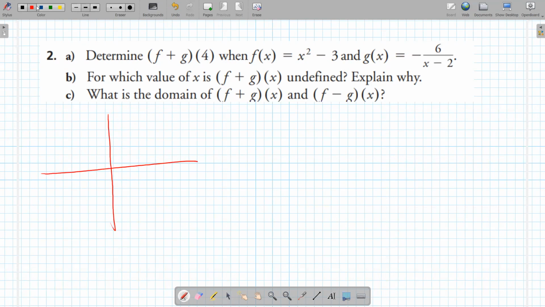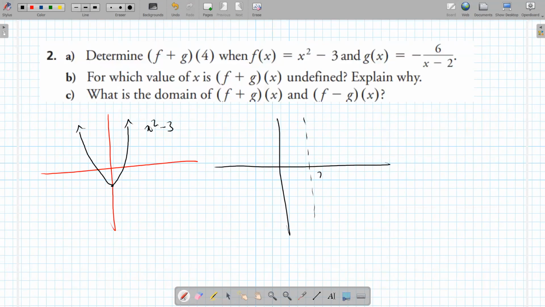x squared minus 3 looks something like this. And the other curve is going to look like this. When x is 0, it's 3. So this is g of x, this is f of x. What's the domain of f of x? It's a polynomial function, it's a quadratic. What's the domain?